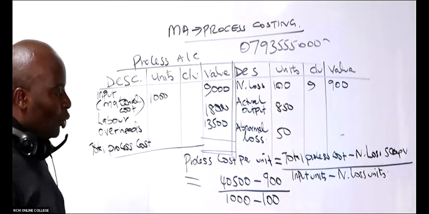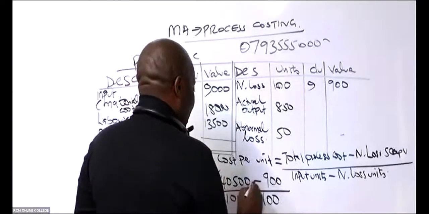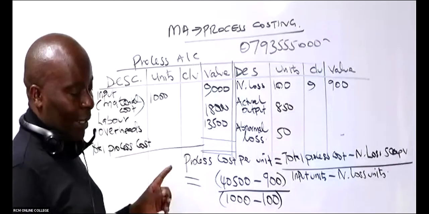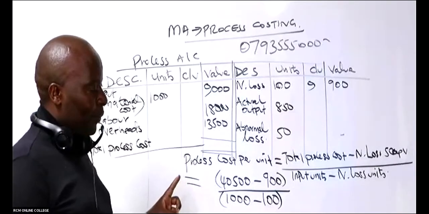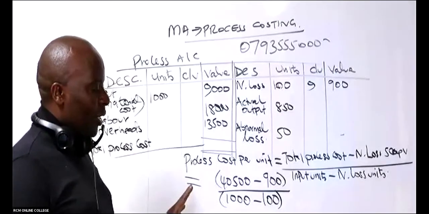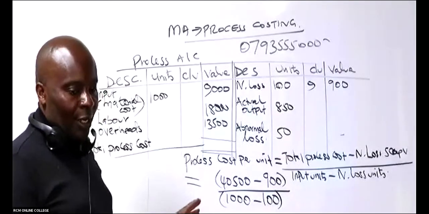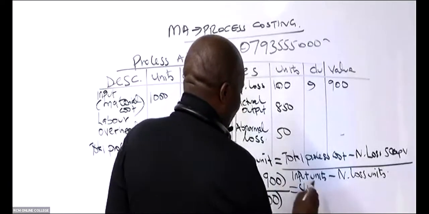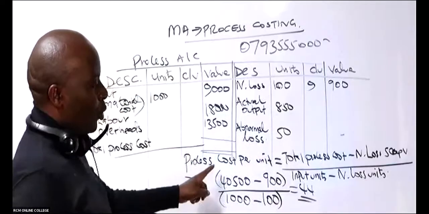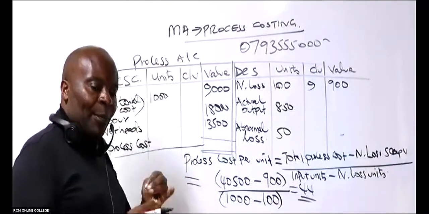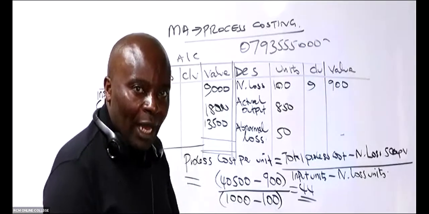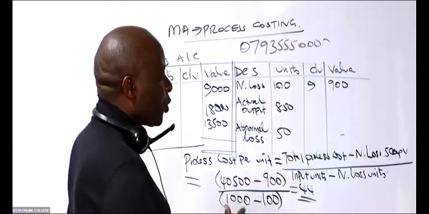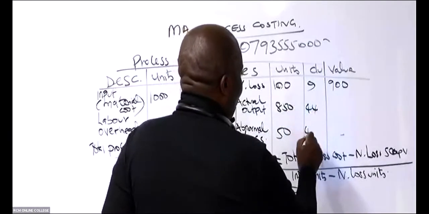Is there someone who is able to do their abracadabra here until they give us the final answer? So you say open brackets, 4,500 minus 900 close, divided by open brackets, 1,000 minus 100 close. These ninjas are giving me a figure of 44. So remember, 44 is the process cost per unit, applicable for actual output, abnormal loss, and what we shall be calling abnormal gain. So here you put 44 like that.